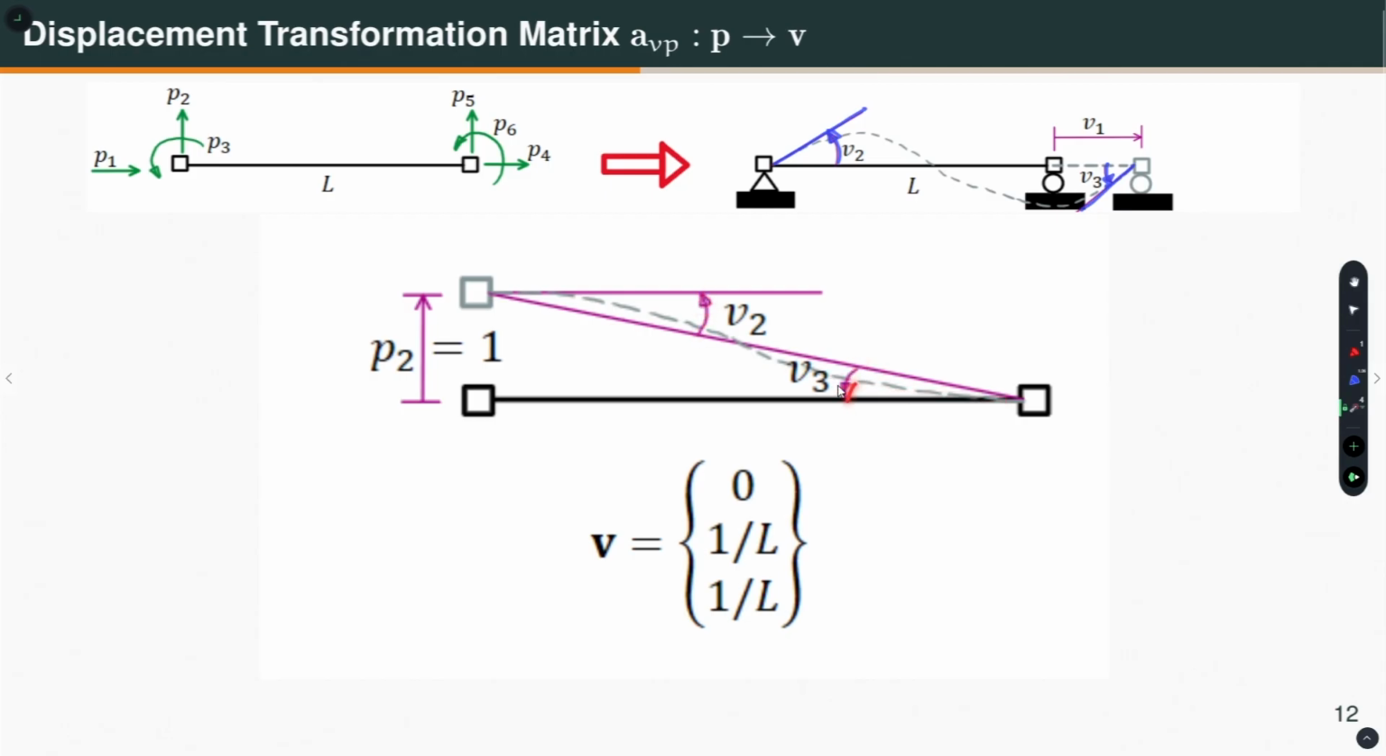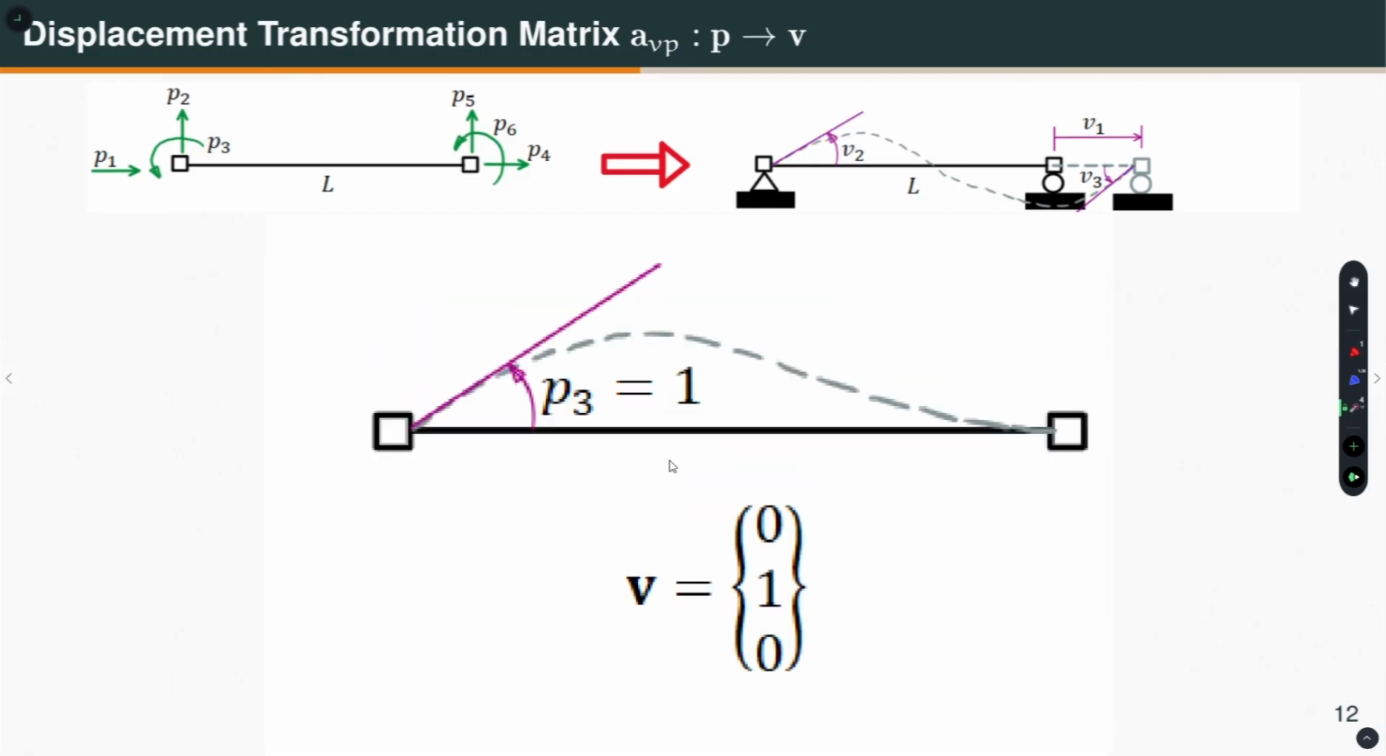Once you recognize this, then it is very easy. What is V2? V2 is, if this is 1, then V2 is 1 by L. What is V3? It is again 1 by L. What is V1? It is 0. Okay. Similarly, if I apply P3 is equal to 1, all other P's are 0, right. So, if I apply P3 is equal to 1, the element has to deform like that. Okay.